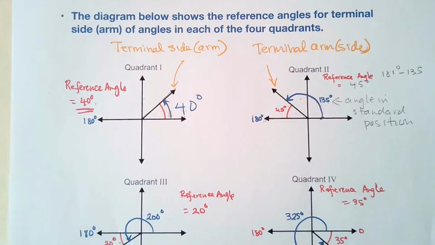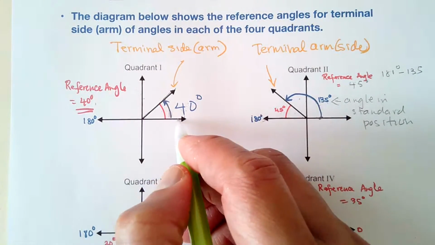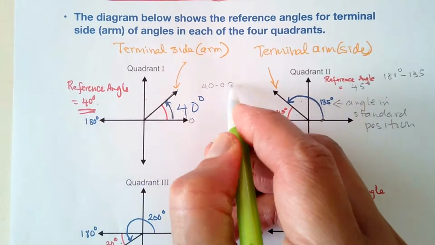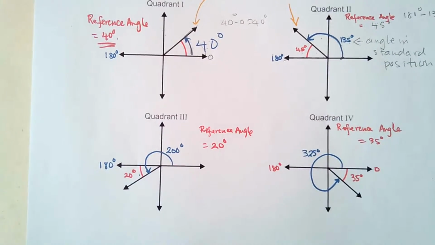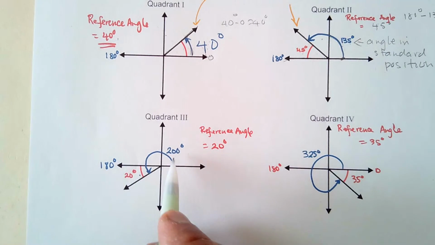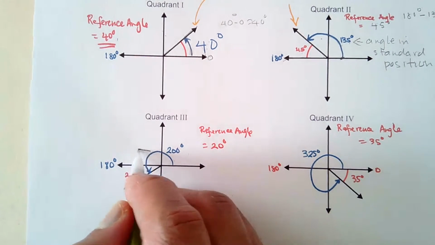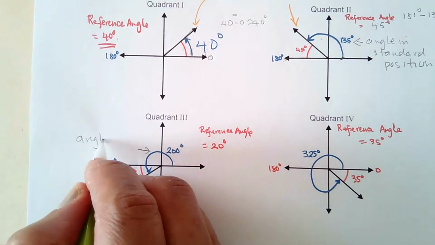Okay. If we were to look at this one here, this would be 40 minus 0, because this is 0 here. So it would be 40 minus 0, which gives me 40 degrees. Let's look at this next one here. Here we have 200 degrees as our standard angle in standard position.